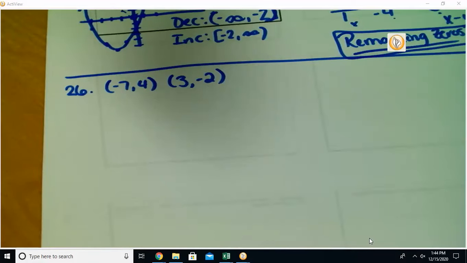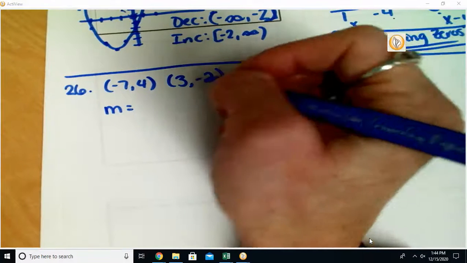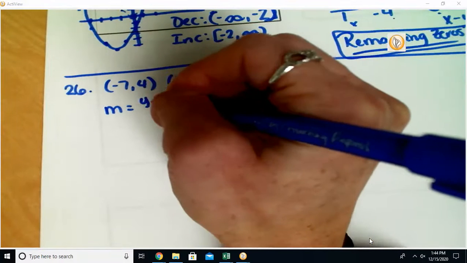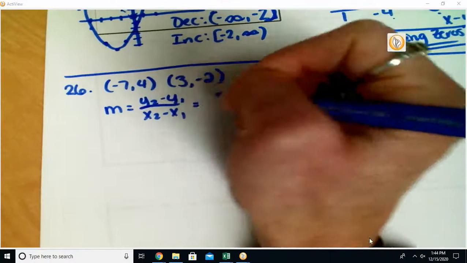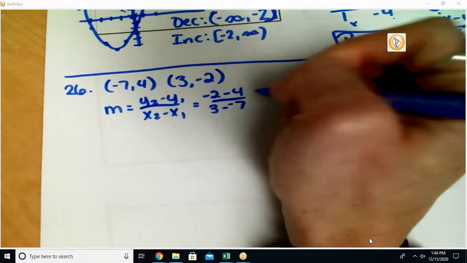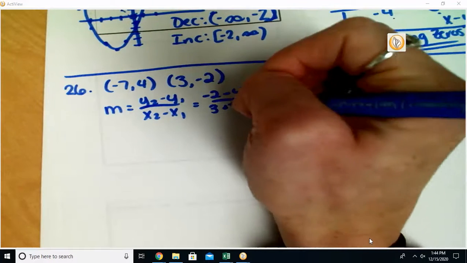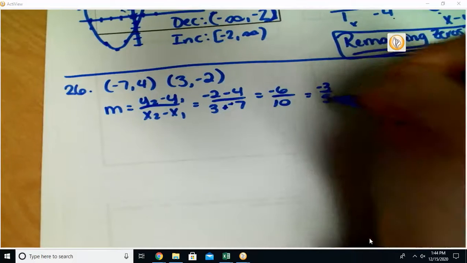Alright, so how do we find the slope? It's y2 minus y1 over x2 minus x1. So, make sure you know how to do that. Change in y over change in x. So negative 2 minus 4 over 3 minus negative 7. So we get negative 6 over positive 10, which is negative 3/5.